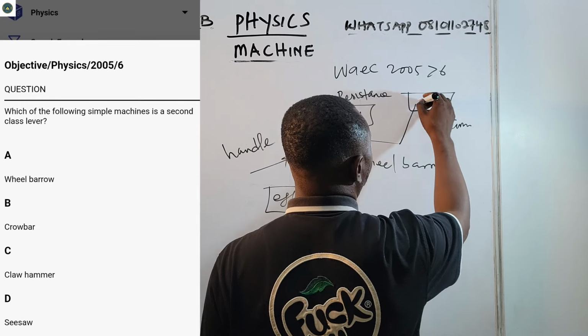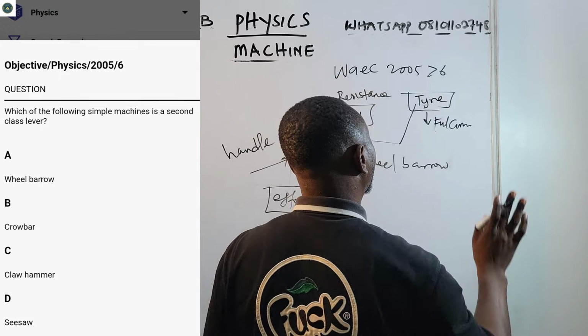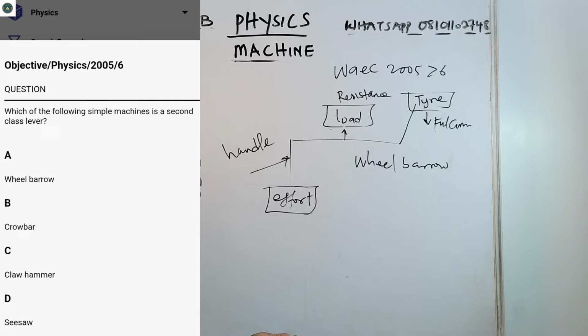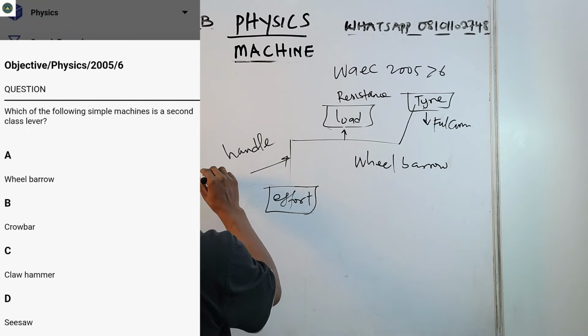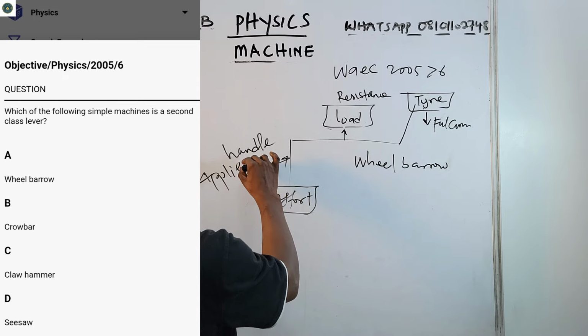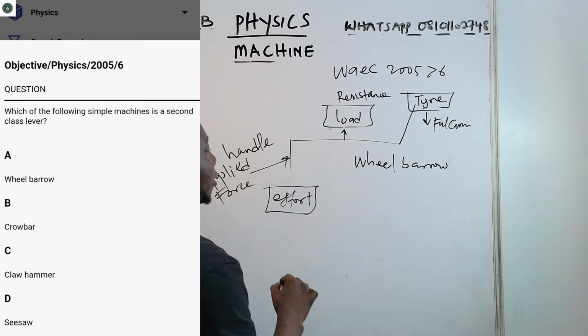Handle, let's say here is where the tire is, and the wheel and so forth. The tire causes the rotation. But what happens is that the handle is where you have the applied force. The applied what? The applied force.